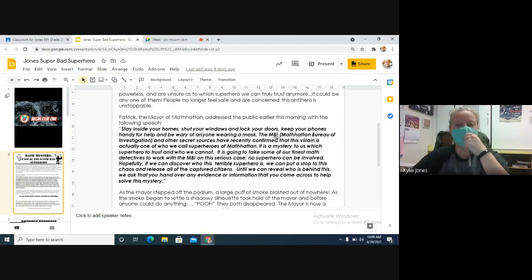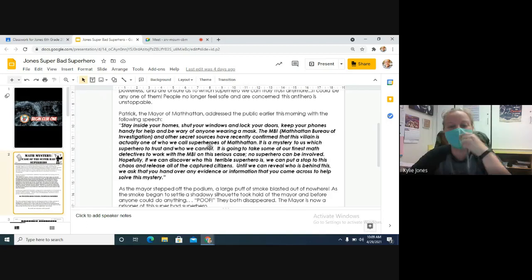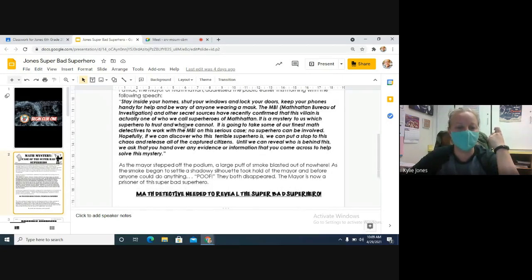The FBI, Manhattan Bureau of Investigation, and other secret sources have recently confirmed that this villain is actually one who we call the superheroes of Manhattan. It is a mystery to us which superhero to trust and who we cannot trust. It is going to take some of our finest math detectives to work with the FBI on this serious case. No superhero can be involved.